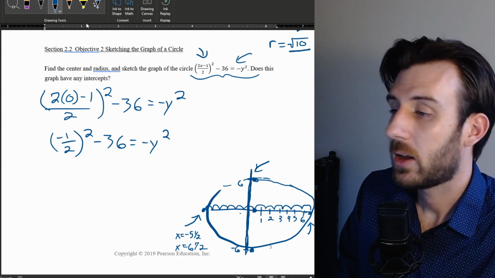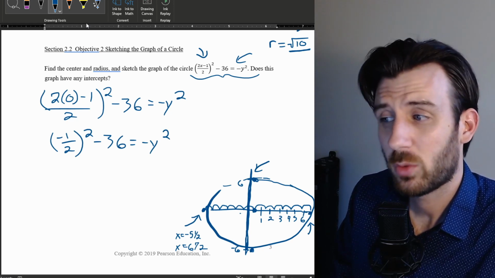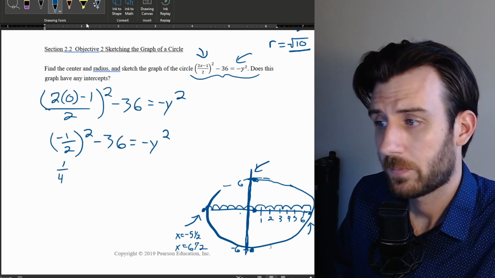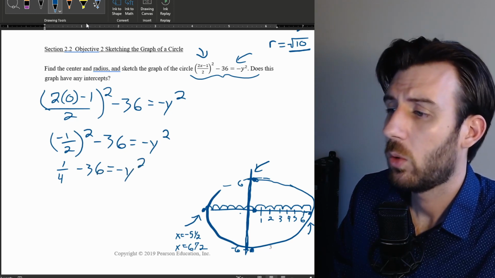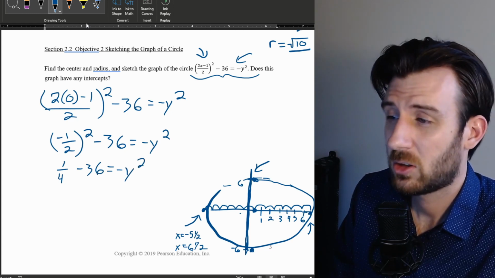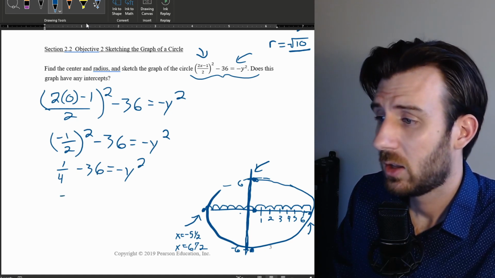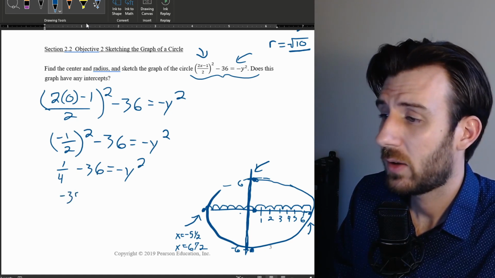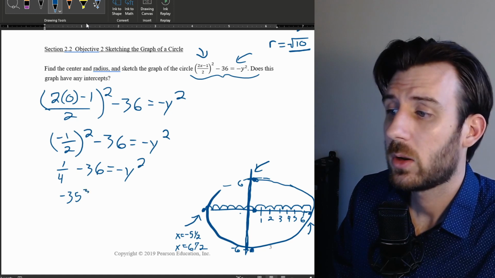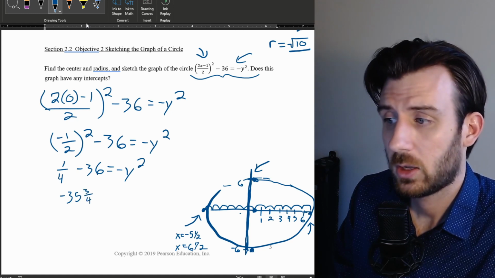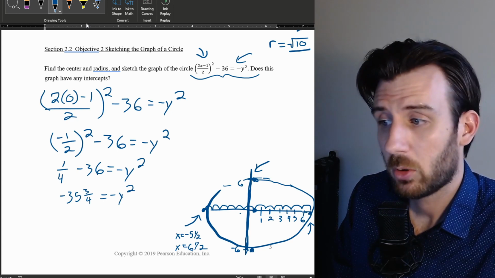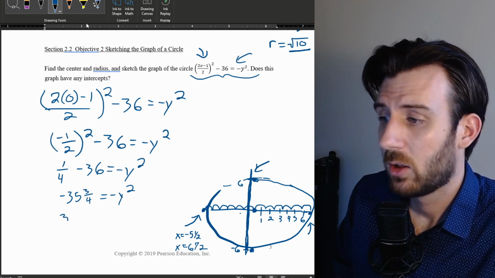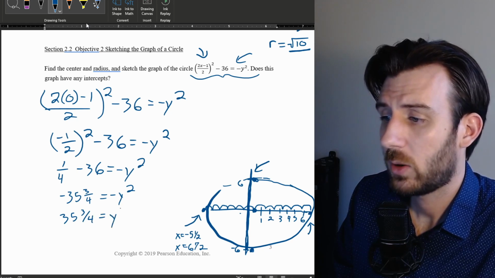Okay, negative 1/2 times negative 1/2 would be positive 1/4. Minus 36 equals negative y squared. Okay, 1/4 minus 36 would be negative 35 and 3/4, equals negative y squared. Get rid of the negative on both sides by multiplying by negative 1. That gets me 35 and 3/4 equals y squared.